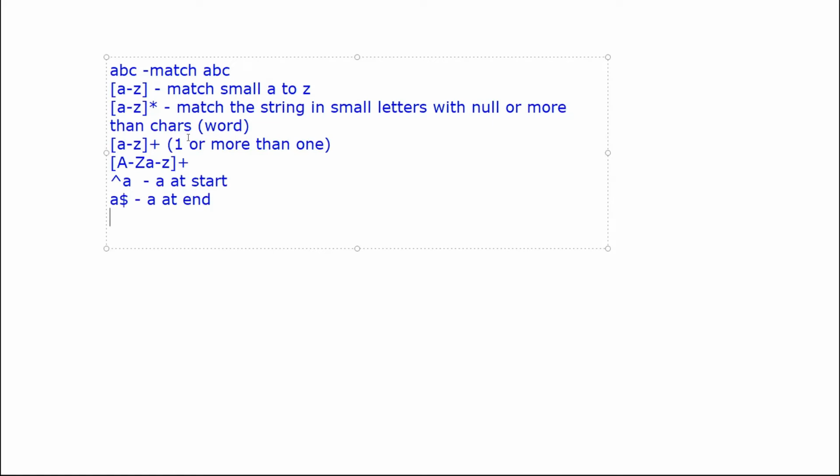Fine. So similarly, you can match the numbers also. 0 to 9. What is the meaning of that? Match either 0 or 1 or 2 or 3 or 4 till 9. And if you are applying plus, what is the meaning of that? 1 or more than 1 digits. If you are applying star, what is the meaning of that? Null or more than null digits, right? So these types of regular expressions we can write in the Lex program. Fine. Now we'll see some functions.